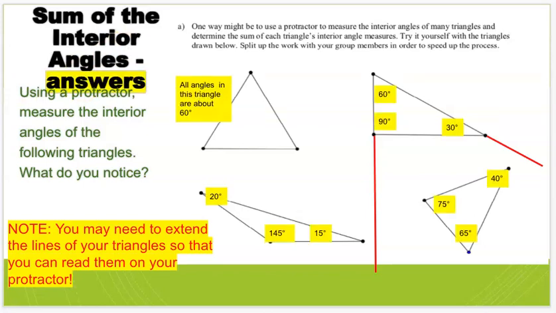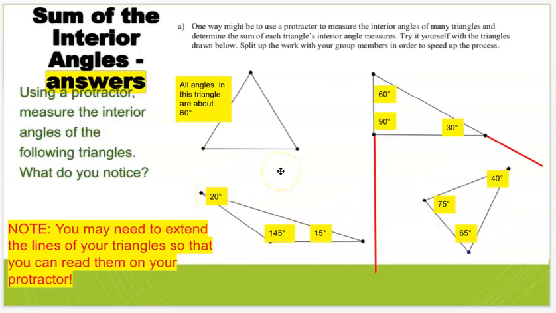This is about what I got, approximately. If you measured them and you were within 1 or 2 degrees, that would be fine. So about all angles in this triangle measured 60 degrees. These 3 measured 30, 60, 90. These were 65, 75, and 40. And 15, 145, and 20 degrees.